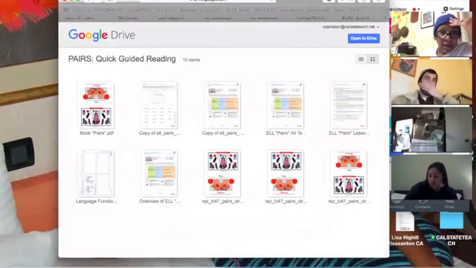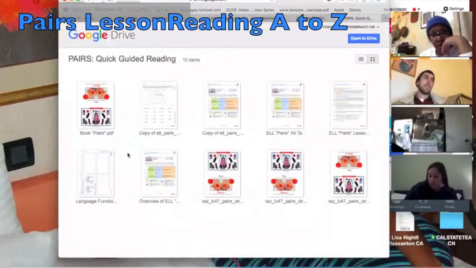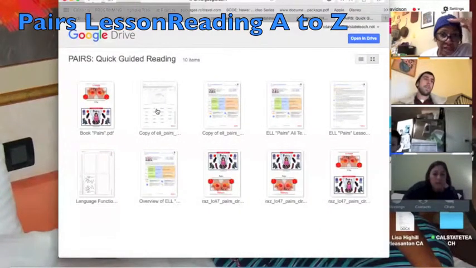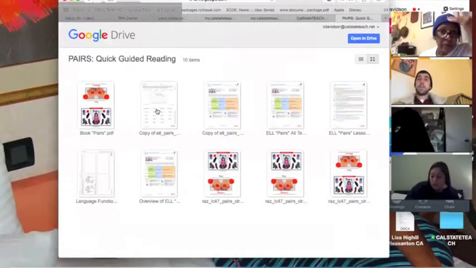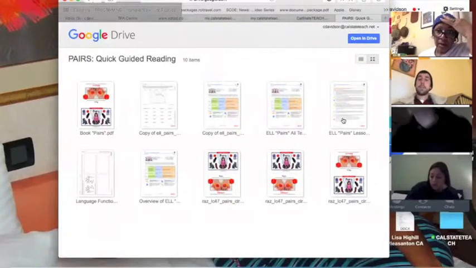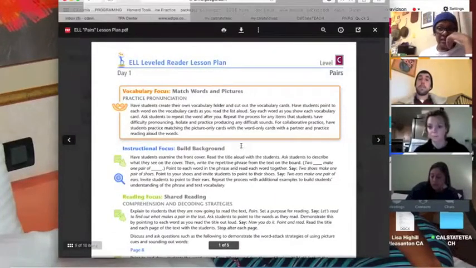Okay. All right. So these are just books. These would be the books that you would give the kid to read because they have to have the textbook. Okay, so then this is a copy of the ELL function overall. Here's the lesson. This is the lesson itself.